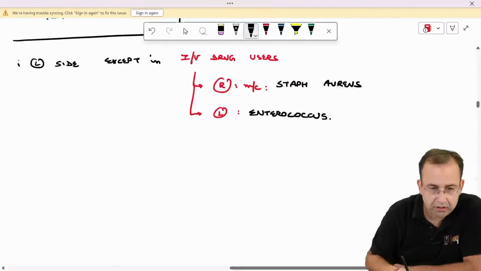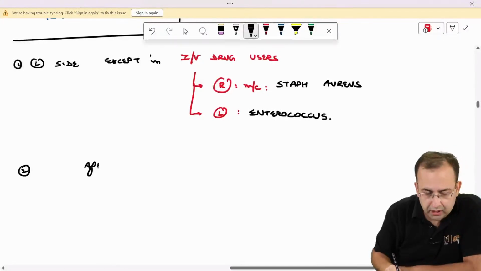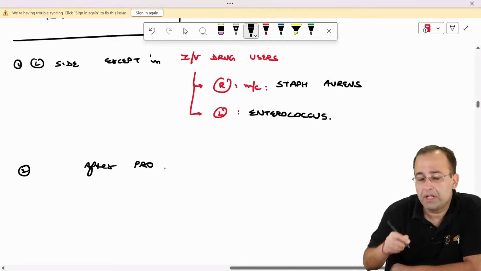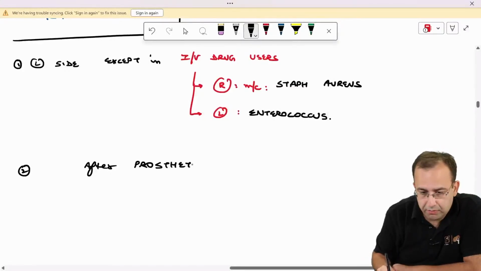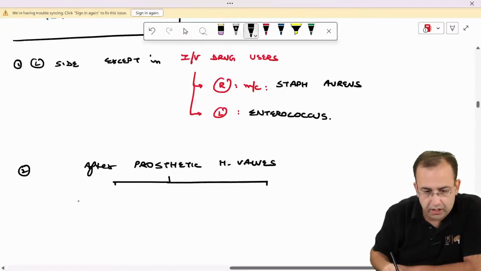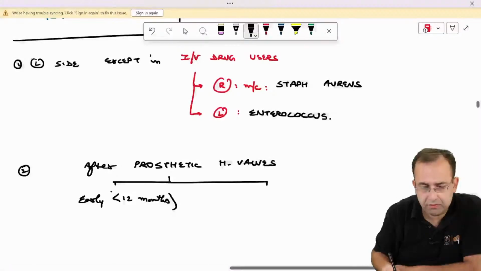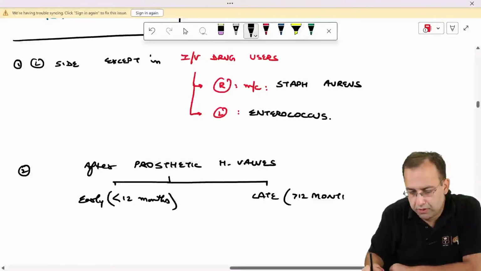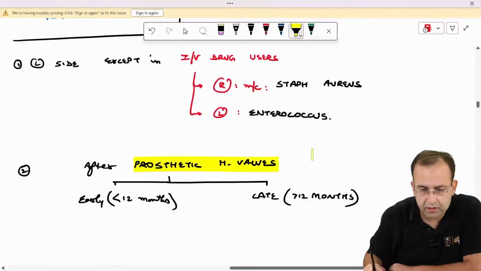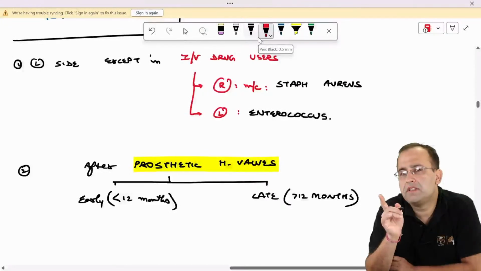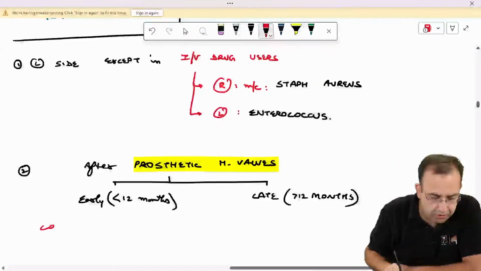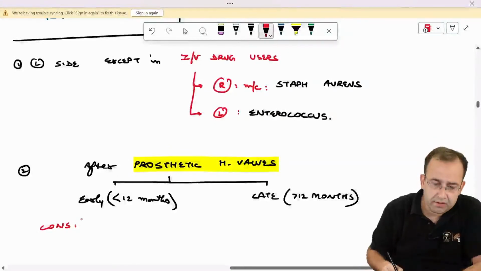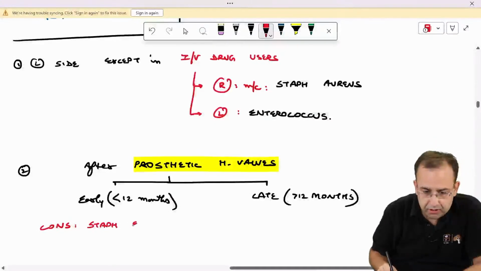Next point. After prosthetic heart valves, this was last time's NEET MDS PYQ. We can divide prosthetic heart valves into early versus late. Early is less than 12 months, that is, not even a year has passed since the valve was placed, versus late, that is more than 12 months. In early prosthetic heart valves, the most common organism is CoNS, coagulase negative staph, that is Staph epidermidis.